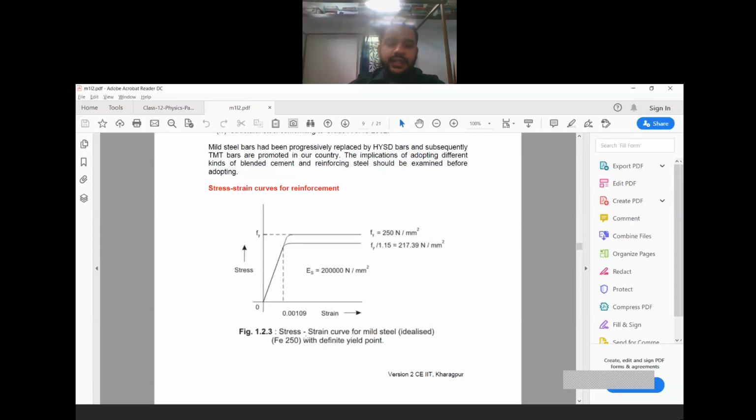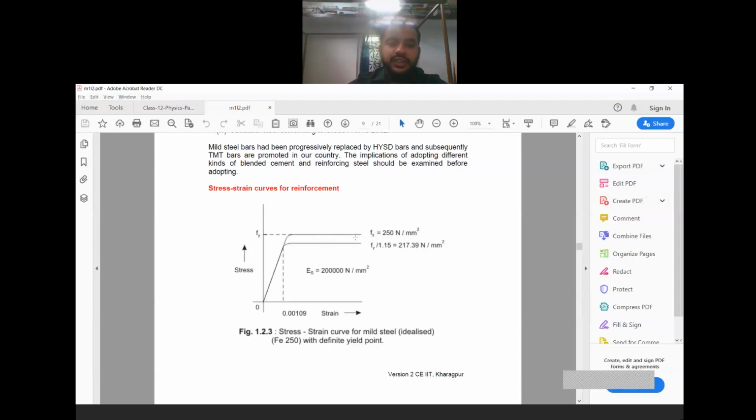Mild steel, as mentioned in the diagram: stress strain curve for mild steel, Fe250, with a definite yield point. From the starting point to this point the line is straight, so up to here stress is directly proportional to strain. Till this point the elastic region is there. Elastic region means if you remove the load, it will come back to its original position. But after this position, you can see that it is bending, so it is no longer a straight line.